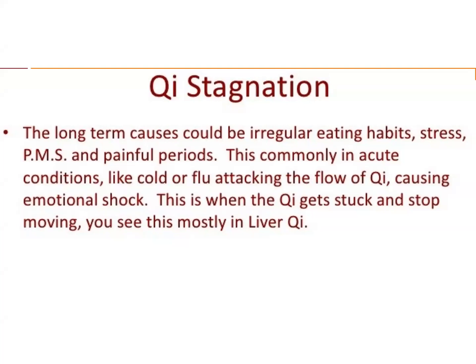Okay, so in qi stagnation, there are long-term causes. Could be irregular eating habits, stress, premenstrual syndrome, and painful periods. These are also commonly seen in acute conditions like cold or flu, attacking the flow of qi, causing emotional shock. This is when the qi gets stuck and stops moving. You see this mostly in liver qi.